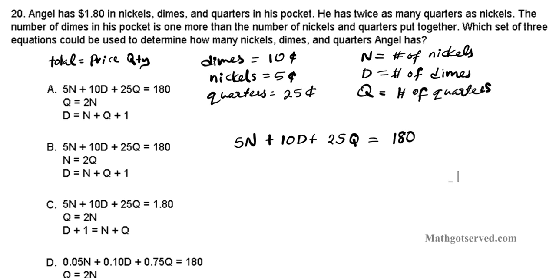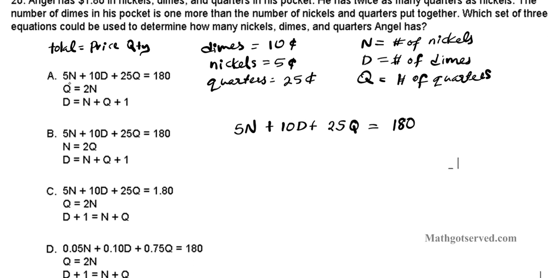All right, so let's see which options we can eliminate from that. This one looks good: 5n plus 10d plus 25q equals 180. Good. This one, 5n, 10d, 25q. Good. This is bad because you have a decimal here. This is wrong. And then this is inconsistent because you're dealing with dollars here. That's why these are in decimals. And then here you're dealing with cents. So you have inconsistency with denominations. So this is inaccurate. Okay.